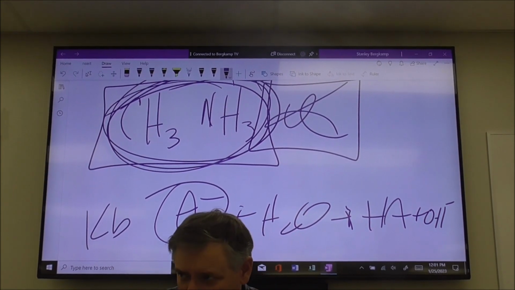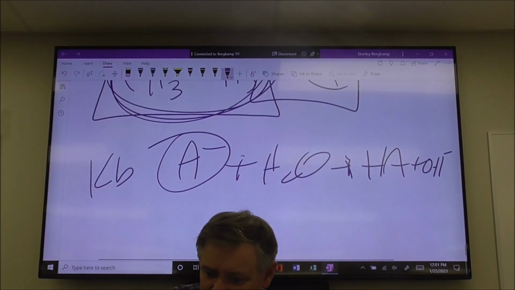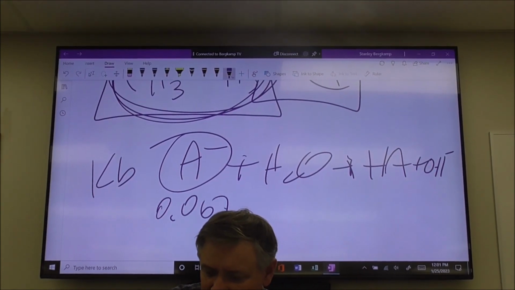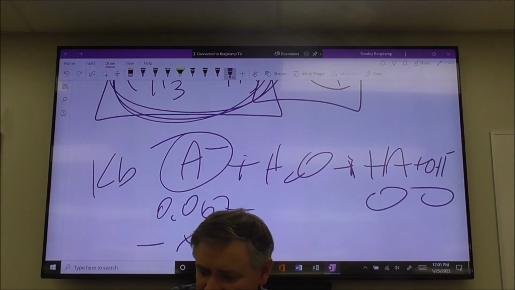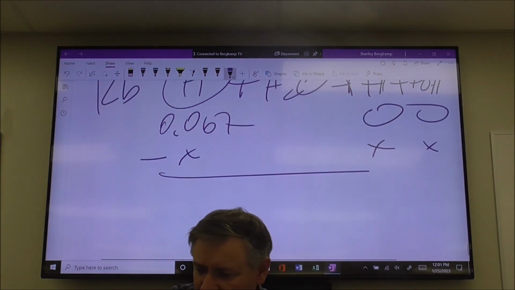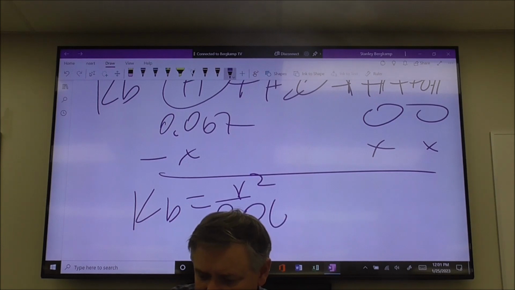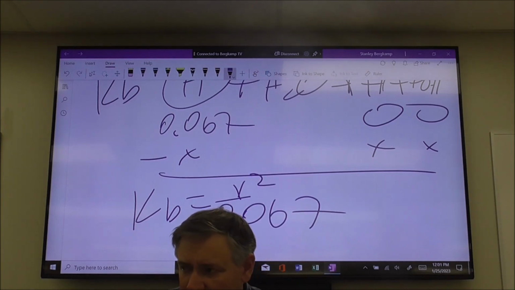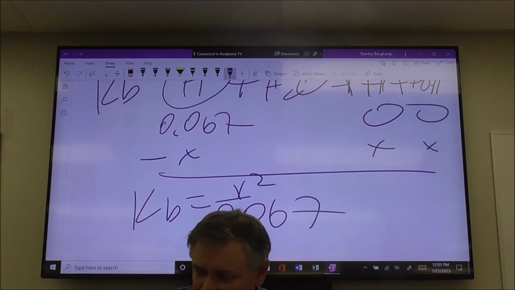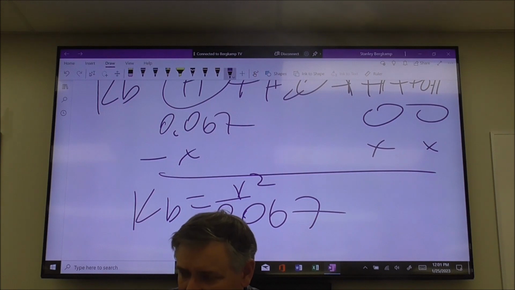So this starts off at 0.06700, minus x, plus x, all the drill. So Kb is going to equal x squared over 0.067. Find x, take the negative log of that, get your pOH, and subtract that from 14.